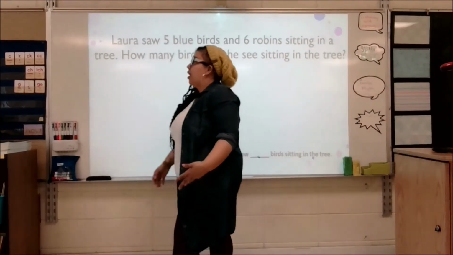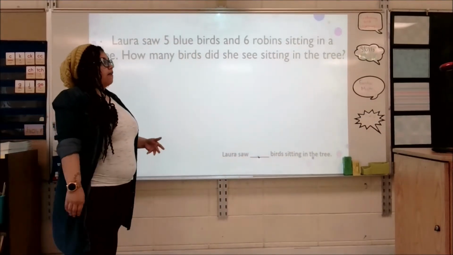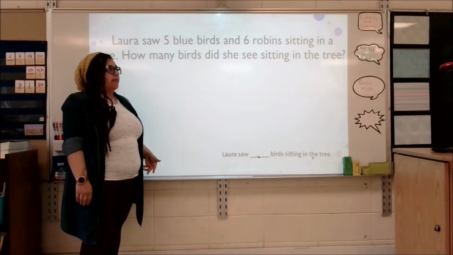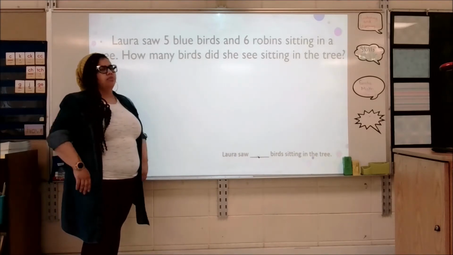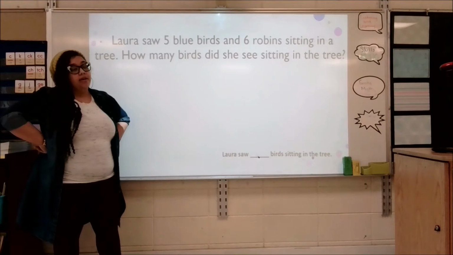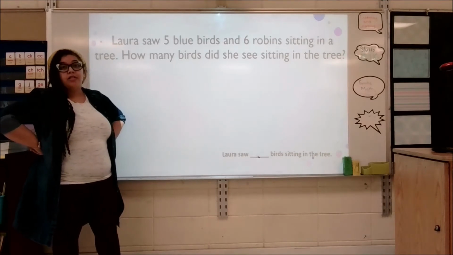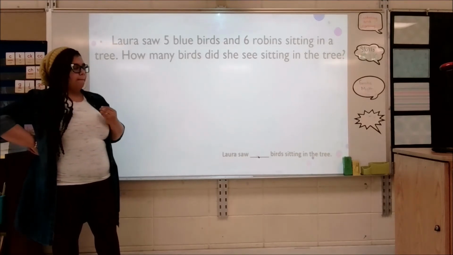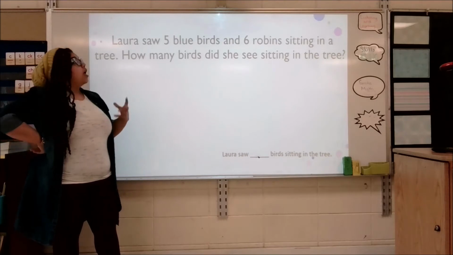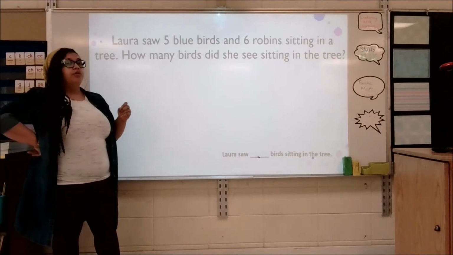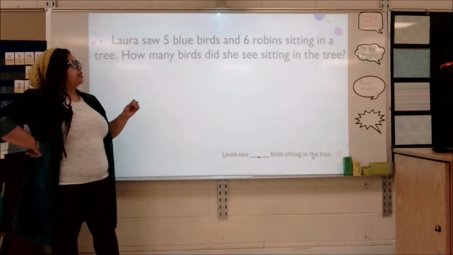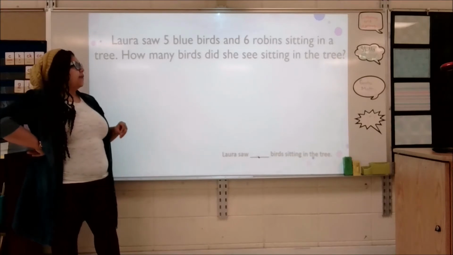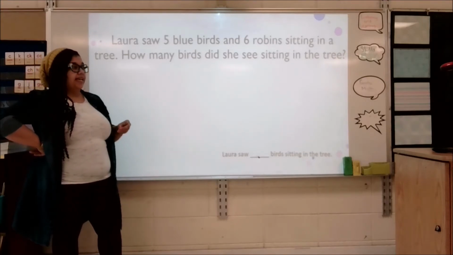So this problem reads, Laura saw 5 birds and 6 robins. Woo, I'm messing up already because robins are birds. Let's slow down. Laura saw 5 bluebirds and 6 robins sitting in a tree. How many birds does she see sitting in a tree?